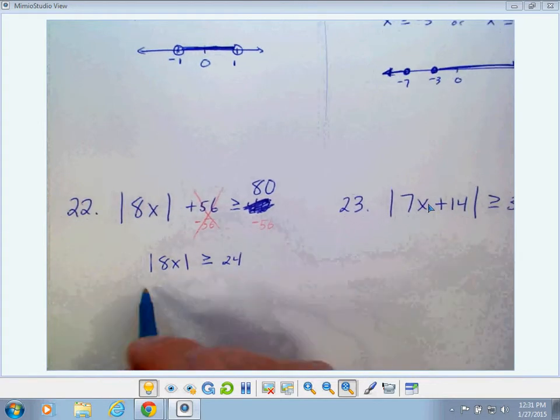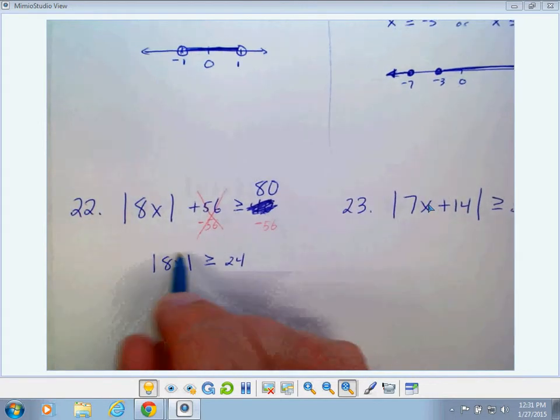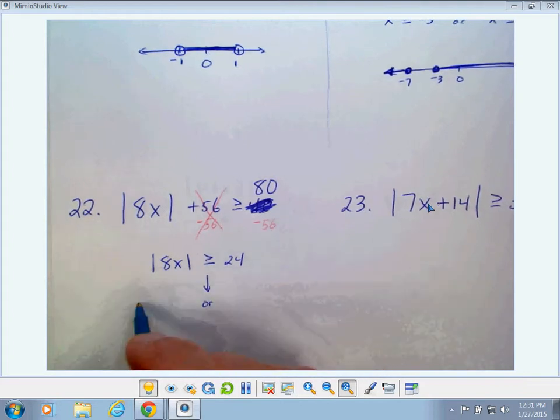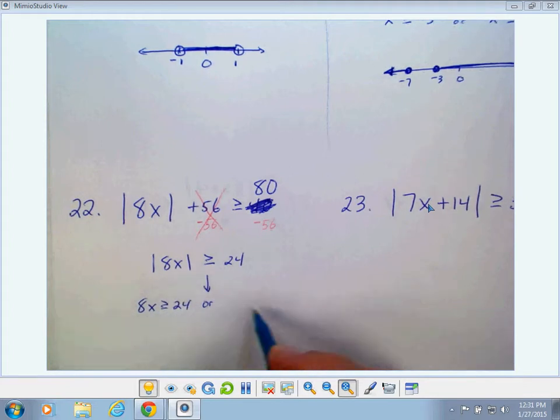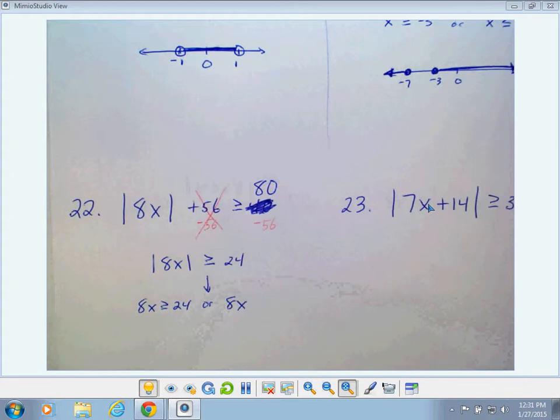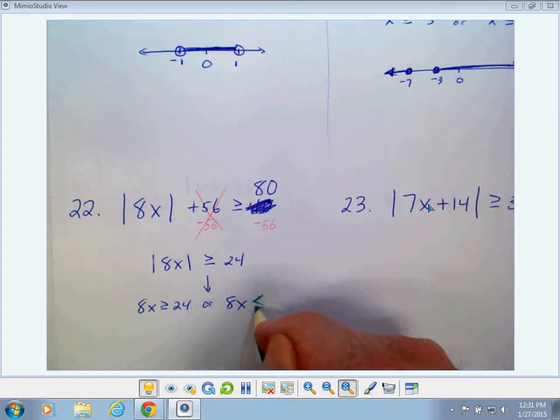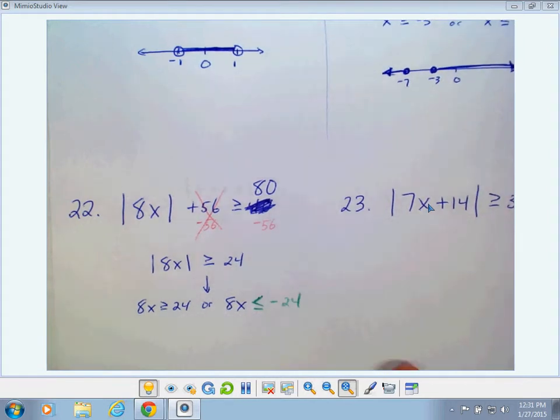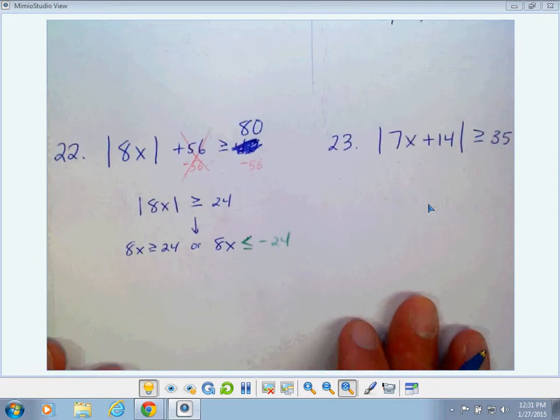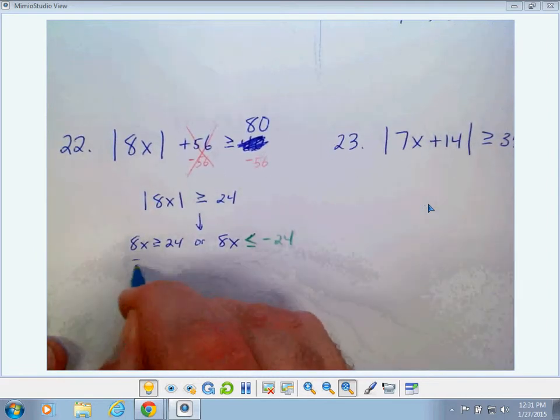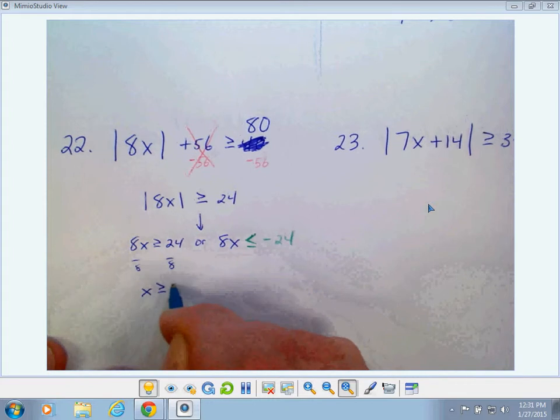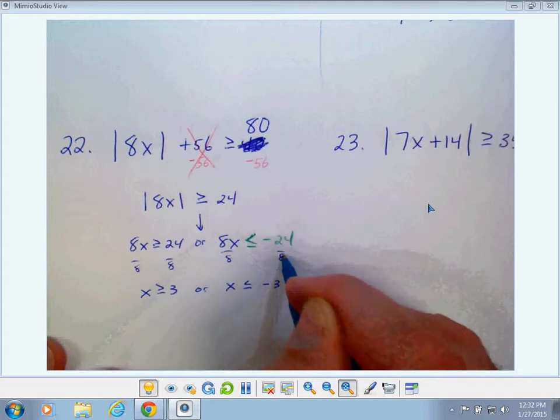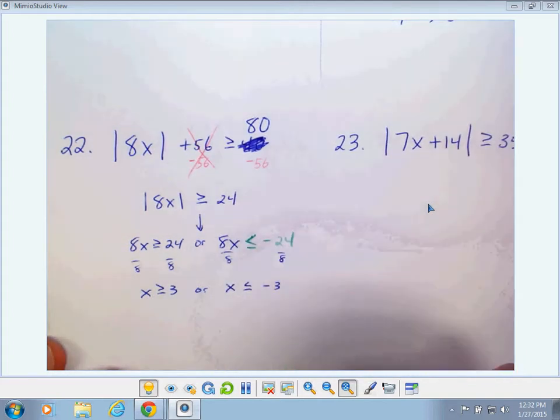Now that I do have the absolute value part by itself, I can split it. This will be an OR because of greater than. So 8x greater than or equal to 24. On the other side, 8x, I'll turn the symbol around to make it less than or equal to, and I'll change the sign of the number, negative 24. To solve these, I divide by 8 on both sides. This one's going to be x greater than or equal to 3, or x less than or equal to negative 3, because negative 24 divided by 8 is going to leave me with a negative number.